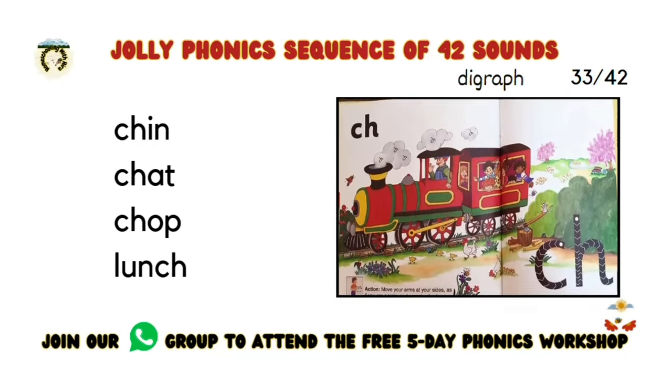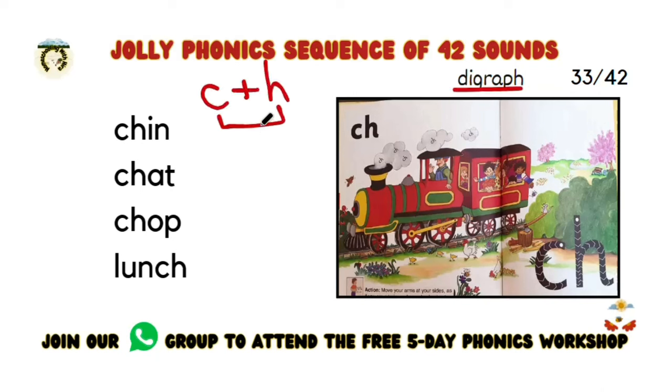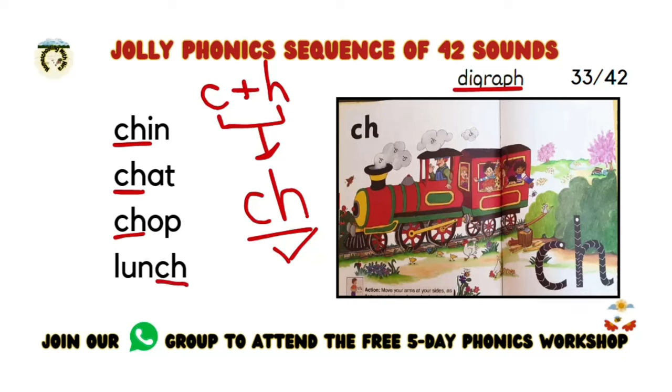Now we have the first digraph. Digraphs are sounds that are the combination of two different letters who lose their sound to make a new sound. For example, the sound of letter C is K. The sound of letter H is H. When they are together, they say the CH sound. Now in the sound CH, we neither have the sound of K nor the sound of H. So this is a new sound. That's why it's a digraph, right? Some words here are chin, chat, chop, lunch.